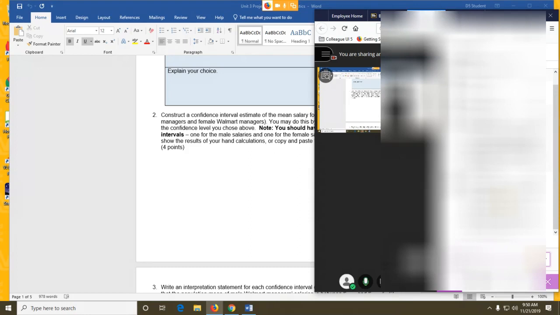And actually for this, there's a question about how much to round the answers to. Actually, you can round these to the nearest dollar. But because of the way the data is, it's already rounded to the nearest, I don't know, $100. So you could round it to the nearest dollar.